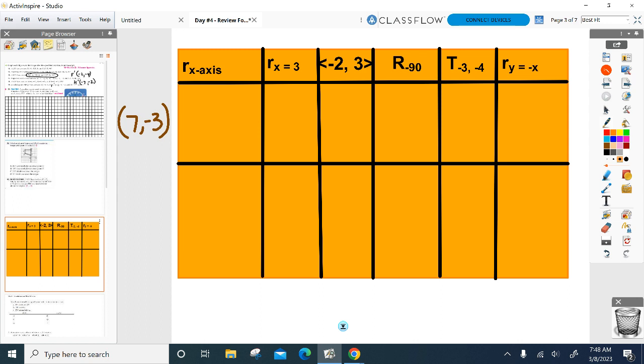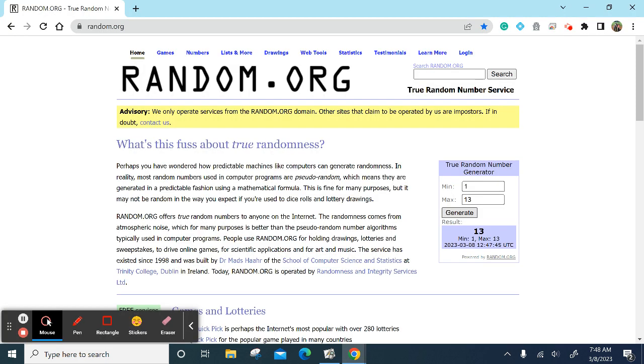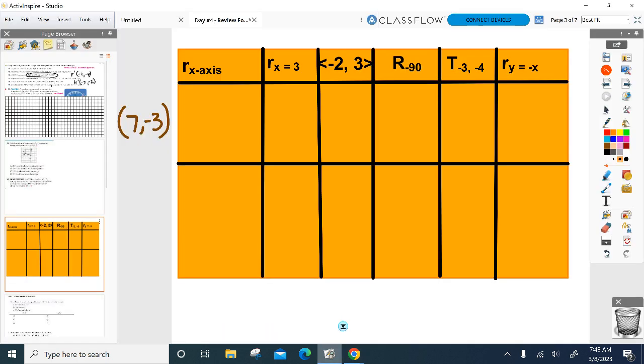All right, what is my new point? Let's see, I gotta think about this. X-axis, that stays the same, and that changes. So if I reflect over the X-axis, what's my new point? 7, +3. Good. 7, +3.